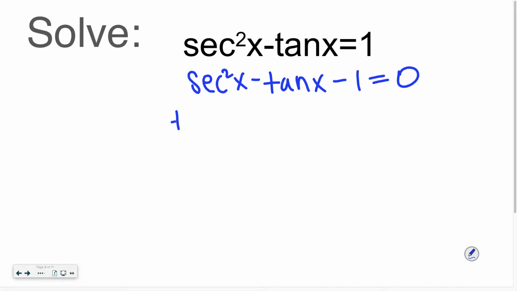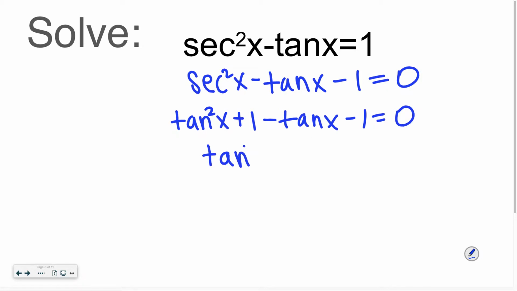We can change secant squared to tangent squared plus 1. And now everything has the same trig function. What else is nice? The ones cancel out. So we don't even have to worry about a trinomial, do we? Okay.